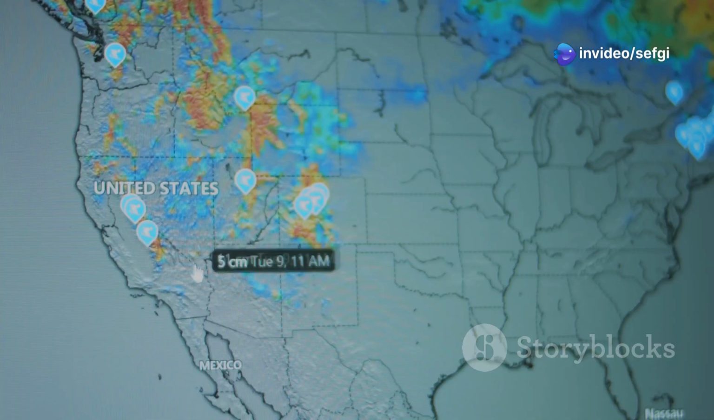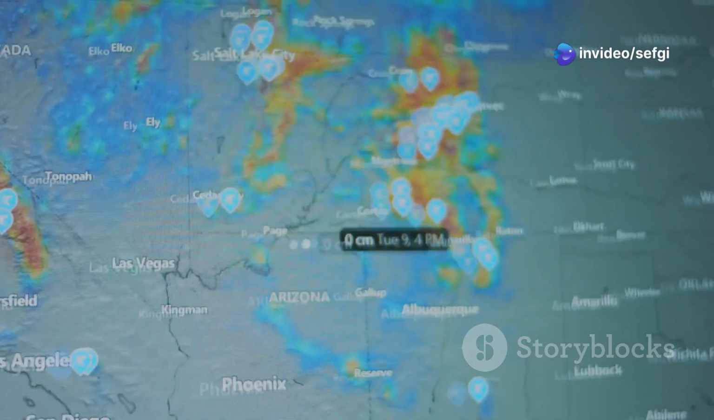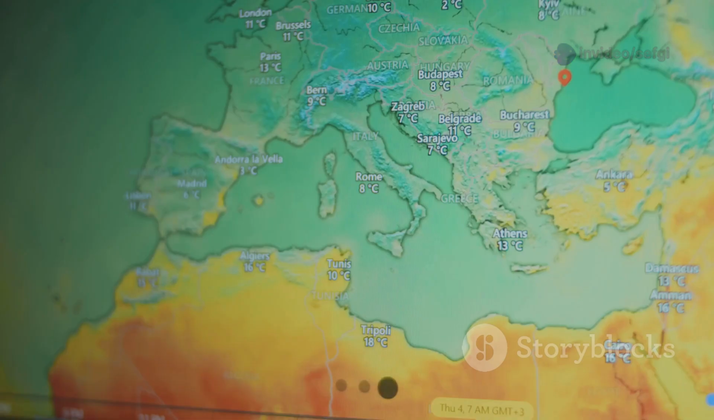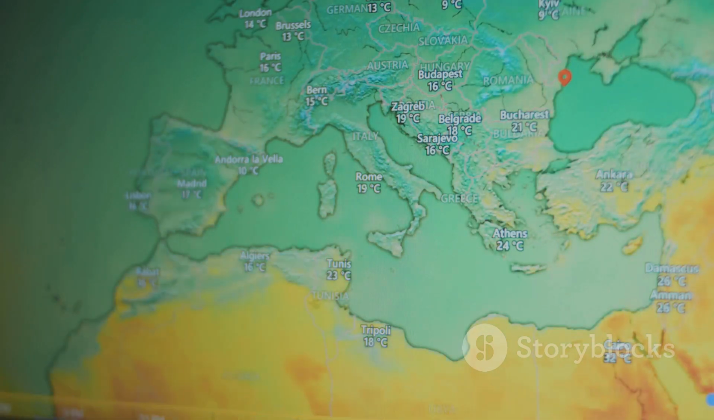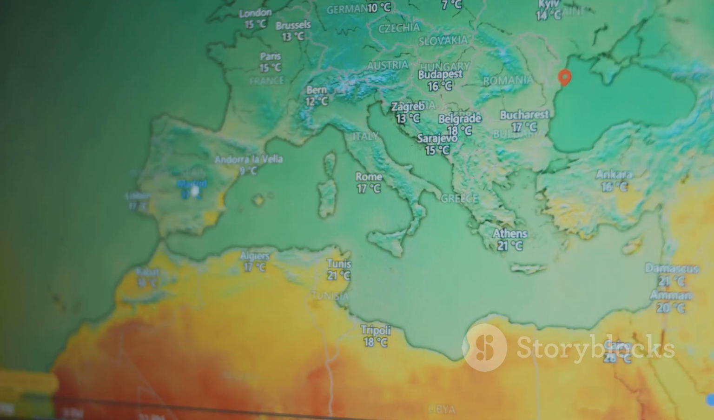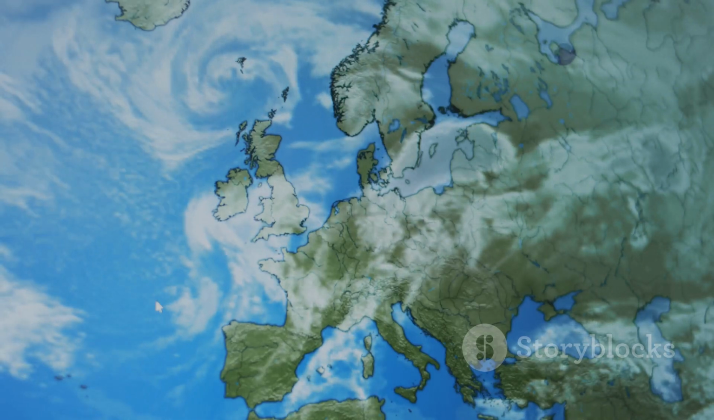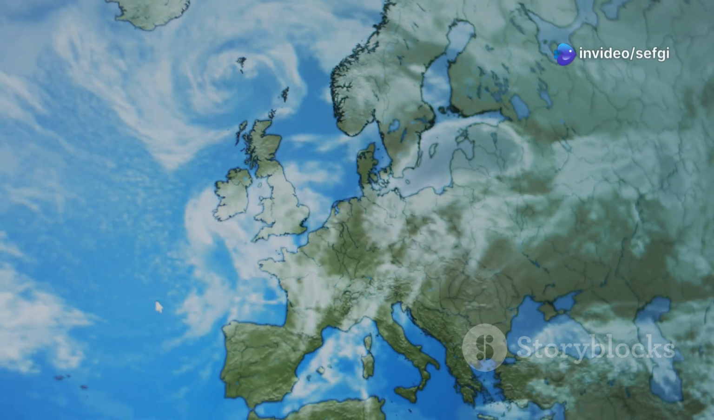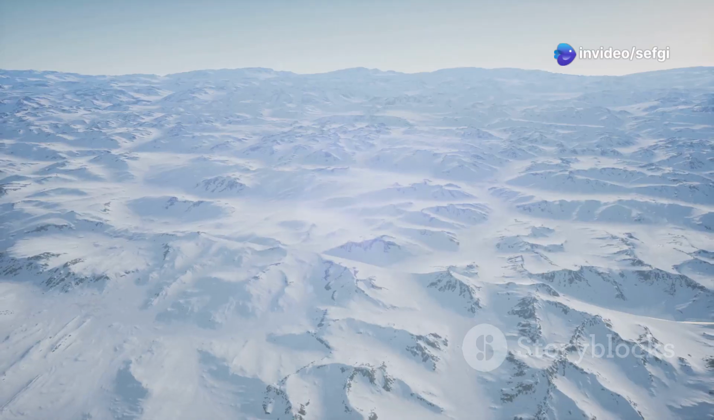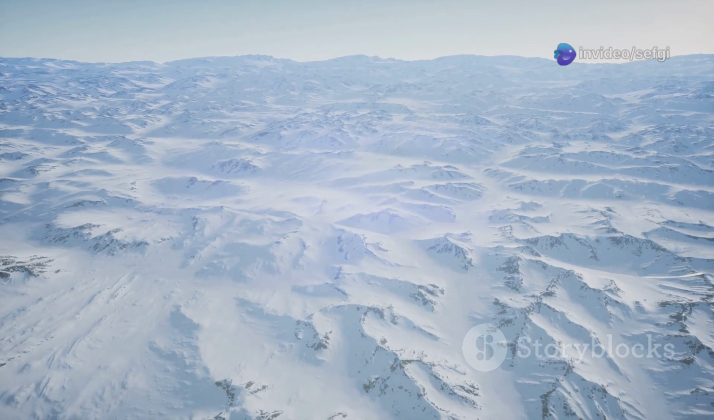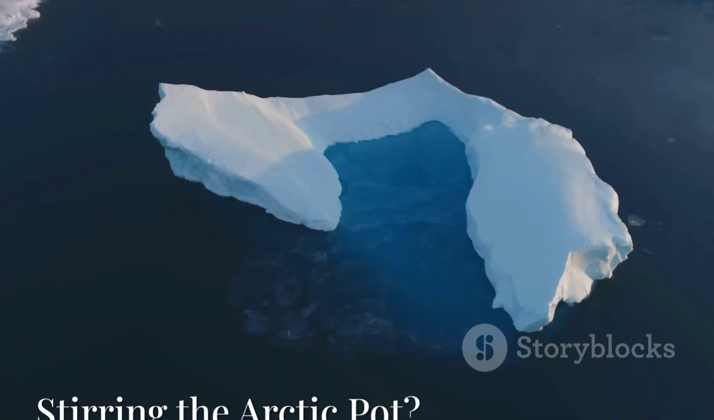Blocking highs contributing to cold outbreaks are more common during La Niña winters. La Niña involves cooler than average sea surface temperatures in the equatorial Pacific. This pattern can influence weather conditions globally, including the behavior of the jet stream and blocking patterns. The winter of 2024 to 2025 fit this La Niña-influenced pattern.